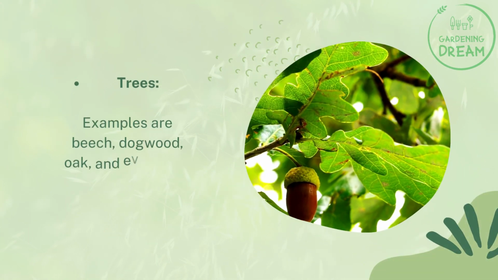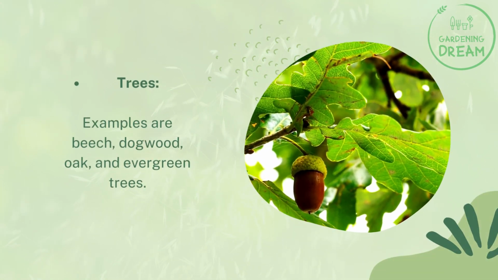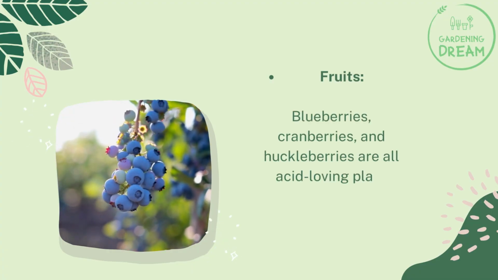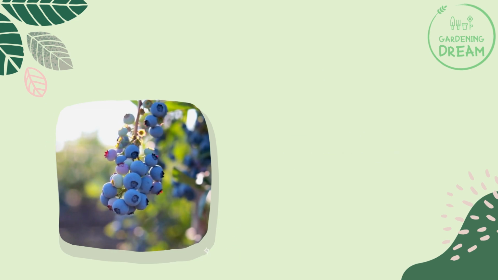Trees: examples are beech, dogwood, oak, and evergreen trees. Fruits: blueberries, cranberries, and huckleberries are all acid-loving plant fruits.